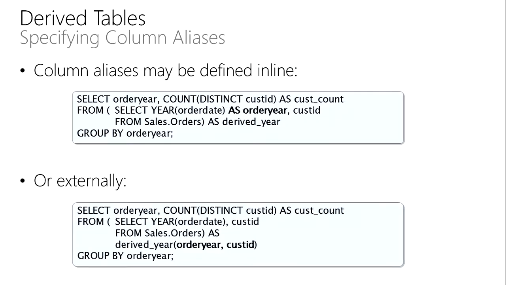The other way that you can do this is to use them externally to the derived query. In the query itself, I'm selecting the year of the order date, but I haven't assigned an alias there. What I've done is wait until I've completed the definition of the query, given it a name as derived year, and then in parentheses after that, I can declare the names of the columns. So either of these syntaxes is perfectly acceptable.